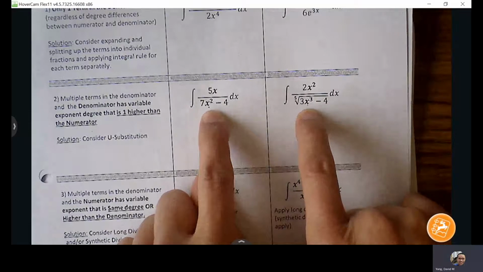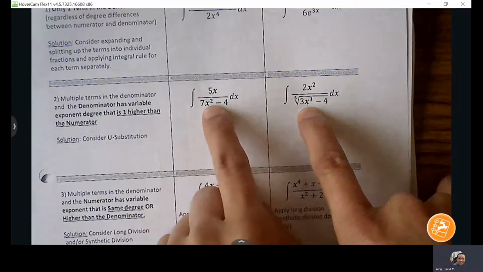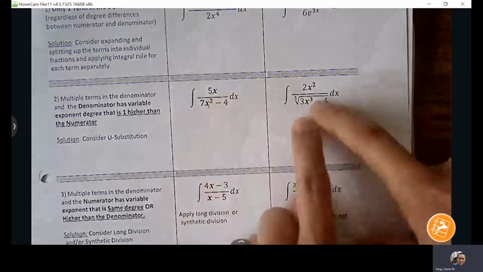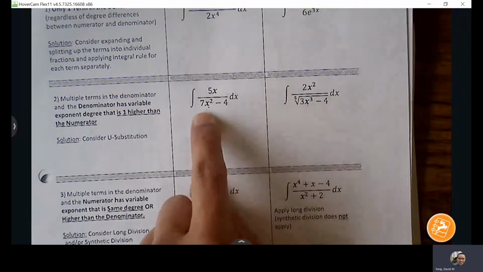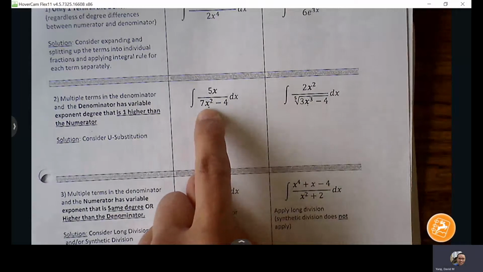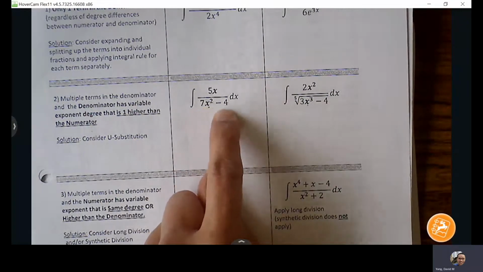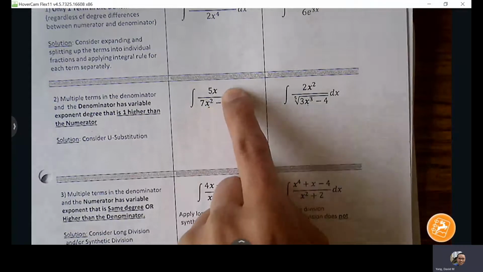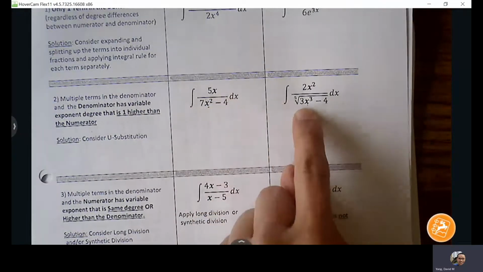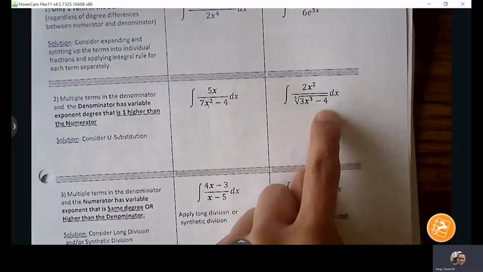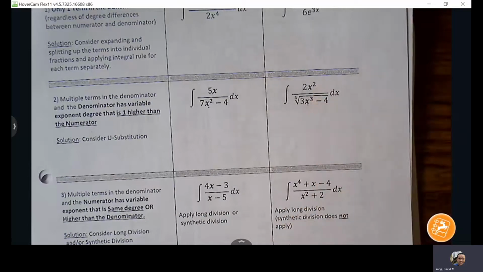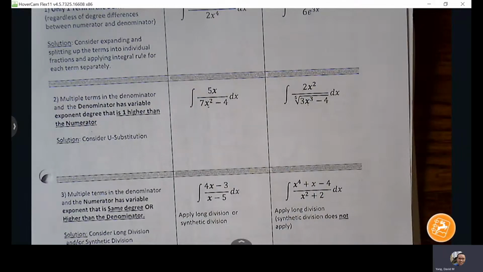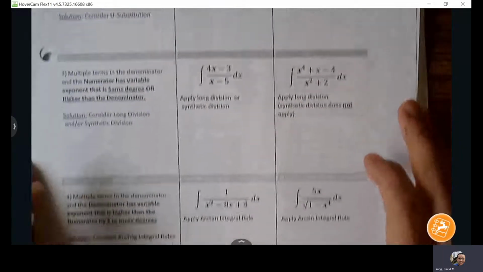You see how the denominator has a degree that is exactly one higher than the numerator? That's a good indication that a regular u substitution should handle this problem. If the u value is 7x squared minus 4, the derivative will be 14x, and 14x will handle that 5x nicely, right? If our u value is 3x cubed minus 4, 9x squared will handle the 2x squared nicely. So if the degree in the denominator is one higher than the numerator, that's a good indication that we're going to be able to go through nicely with regular u substitution.